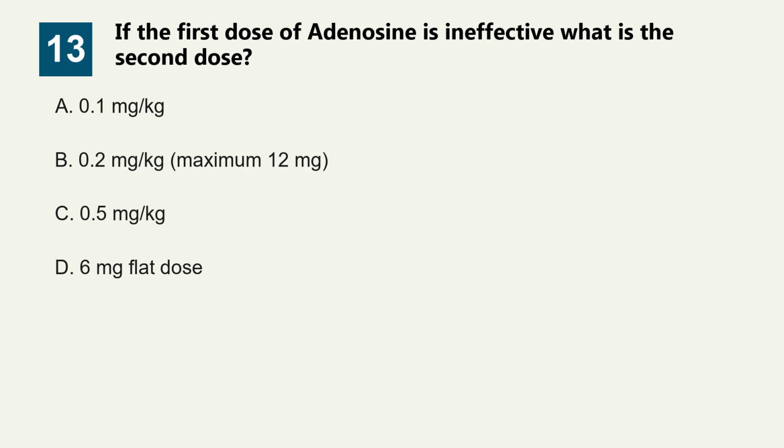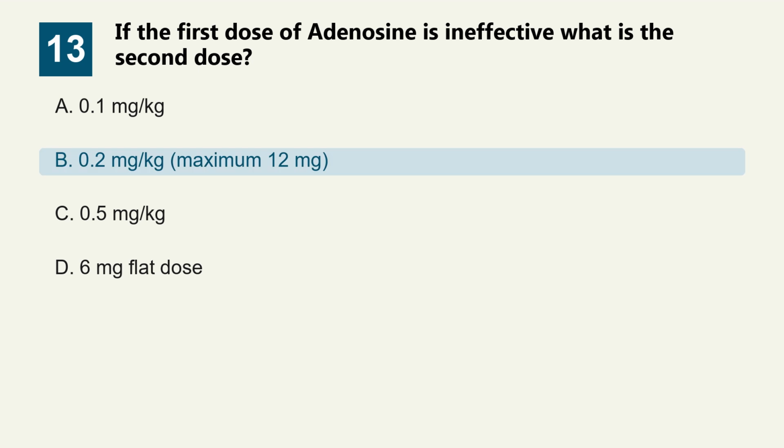Question 13. If the first dose of adenosine is ineffective, what is the second dose? Option A, 0.1 mg per kilogram. Option B, 0.2 mg per kilogram, maximum 12 mg. Option C, 0.5 mg per kilogram. Option D, 6 mg flat dose.